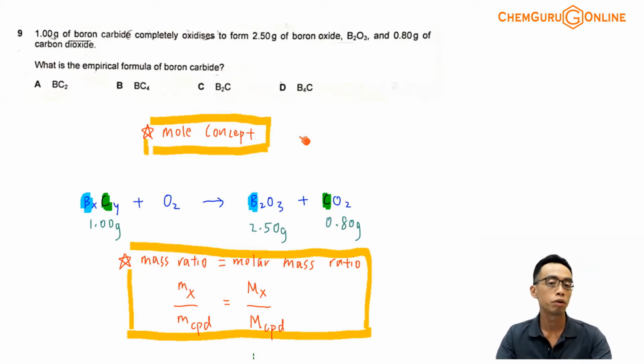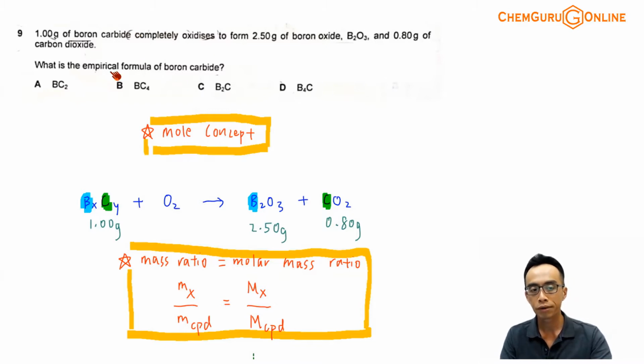Now in this video, we want to go through the suggested solution for 2020 A-Levels H2 Chemistry Paper 1 Question 9. Alright, let's take a look at question 9. You have 1.00 gram of boron carbide completely oxidizes to form 2.50 gram of boron oxide B2O3 and 0.80 gram of carbon dioxide. So the question is asking us to determine the empirical formula of boron carbide. So we have four options here, A, B, C, D.